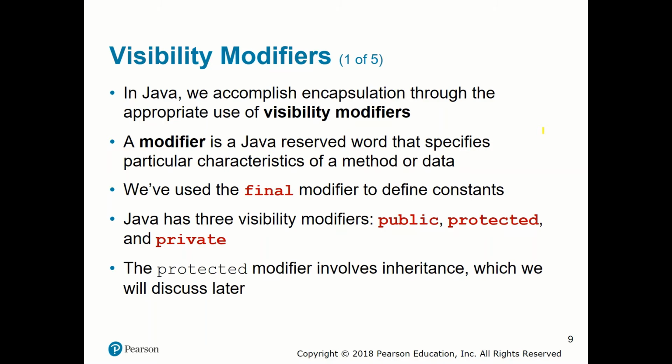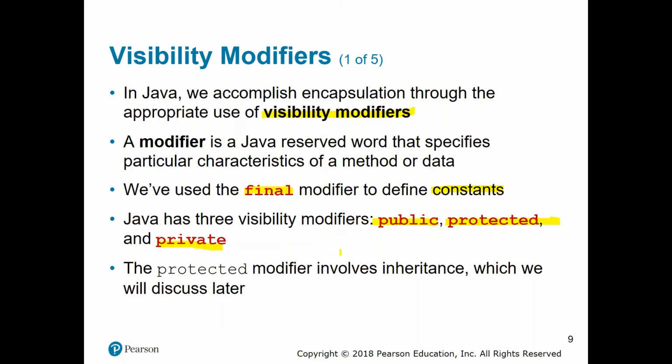I will talk about visibility modifiers. In Java, we accomplish encapsulation through the appropriate use of visibility modifiers. A modifier is a Java reserved word that specifies particular characteristics of a method or data. We have used the final modifier to define constants. I think you remember this one. Java has 3 visibility modifiers: public, protected, and private. The protected modifier involves inheritance, which we will discuss later.